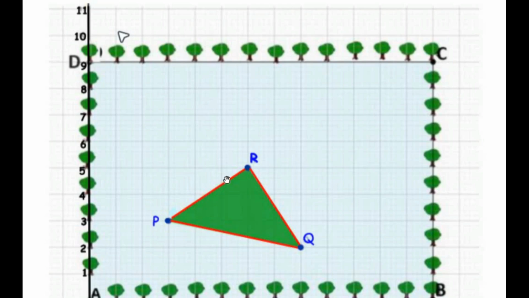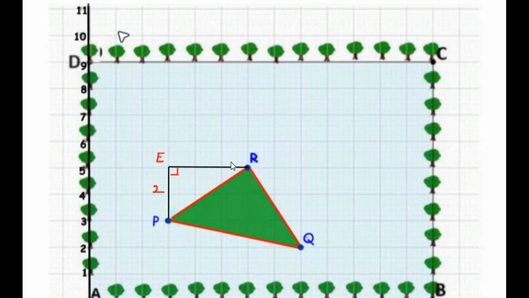Let us concentrate on the side PR. Now to find out the length, let us make a right angle triangle from point P till point R. So let us take this as point E. Now the length of PE is nothing but the difference between the y coordinates of these 2 points. So here it's going to be 5 minus 3, so it is 2.